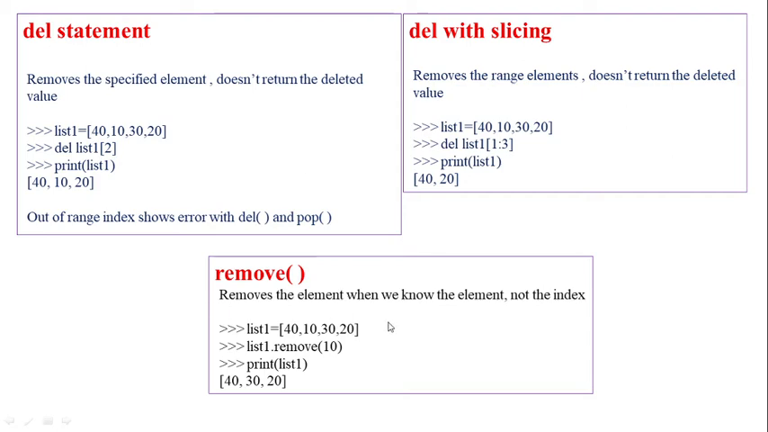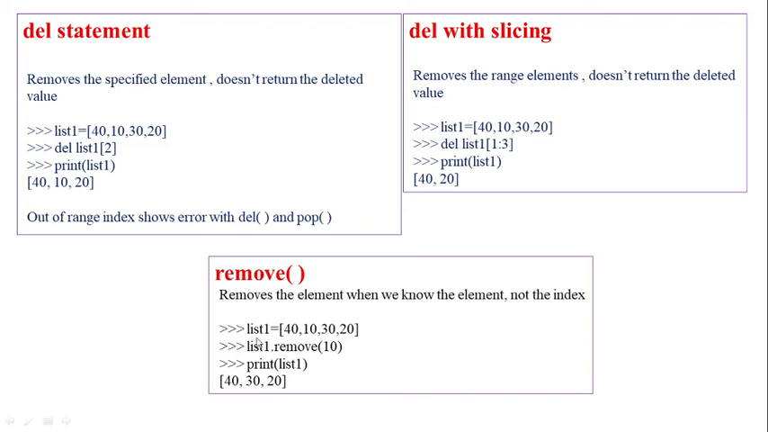So here is the final one, remove. Remove is also a function like pop, but the difference is the pop function takes an index as its parameter, but the remove function takes the element as its parameter. It removes the element when we know the element, not the index. Pop takes an index as its argument, but remove takes the element itself as a parameter.